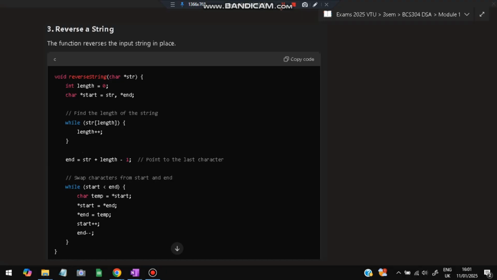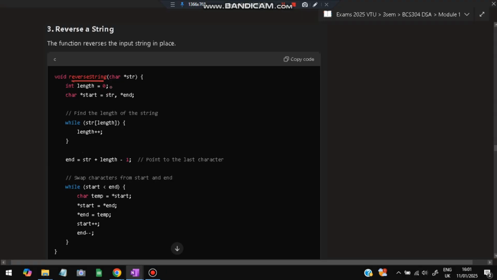So in reversing a string, we'll be writing here void reverse string, okay, the function name, and we'll be accepting a str, which is the string which needs to be reversed. We'll be taking the length as 0, and we'll be taking start and end. Okay, start is equal to str, means the starting of the string will be pointed here as start, and the ending of the string will be pointed here as end.